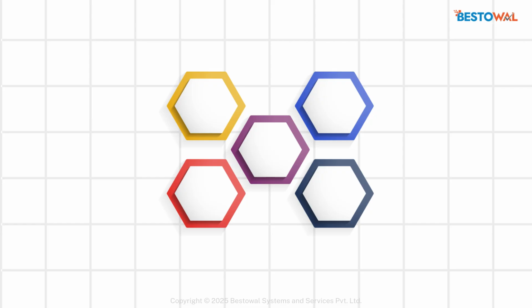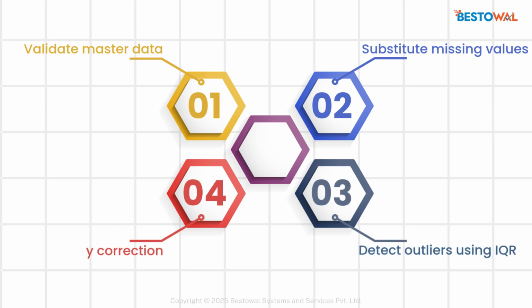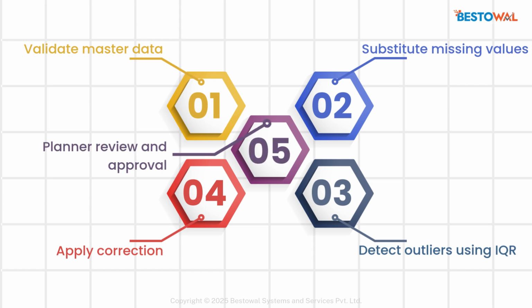What sequence do you recommend overall? Best practices: 1. Validate master data. 2. Substitute missing values: mean, median, or given value. 3. Detect outliers using IQR. 4. Apply correction: mean, median, or tolerance. 5. Planner review and approval.